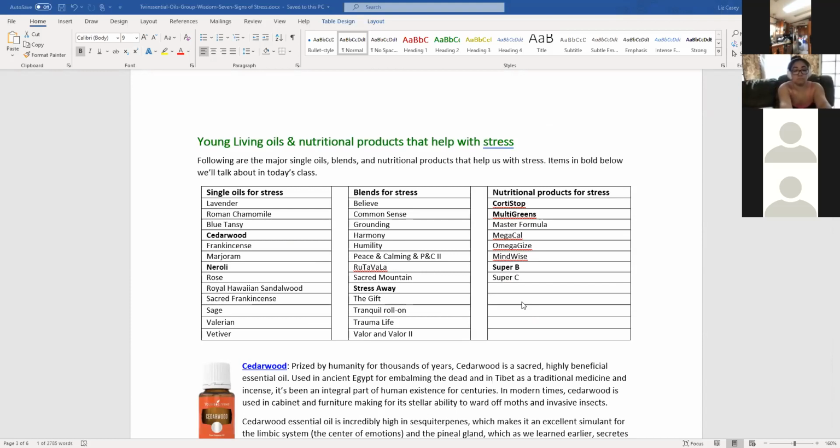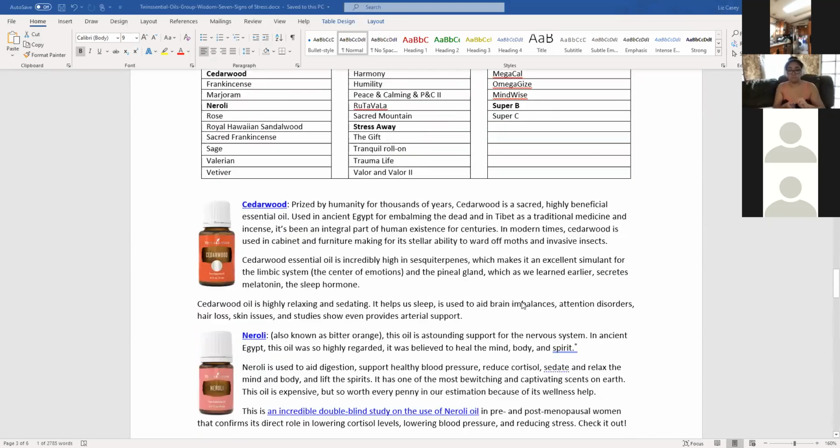Again, you will all get a copy of this. The ones in bold are the ones we're going to talk about today in the class. Cedarwood is the first one we're going to talk about. Of course, I mentioned cedar. Oh my God, this oil, you guys, if you don't have it, get it right now. Get it and get it on you.